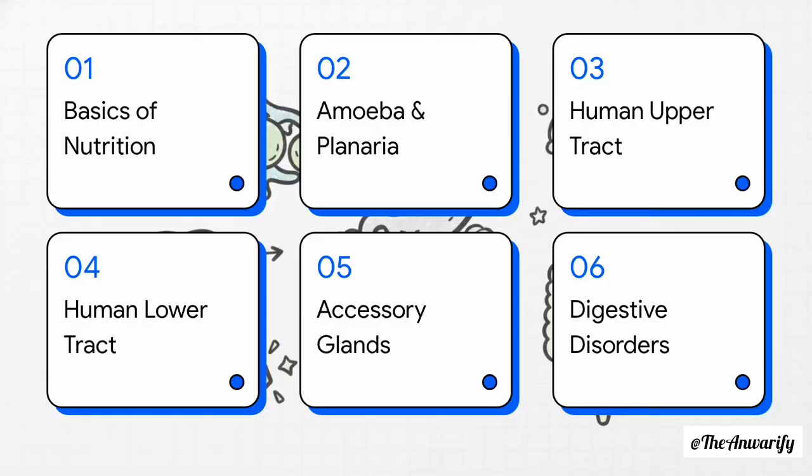Here is our roadmap for today's lesson. We'll start with the basics of holozoic nutrition, followed by a look at the amoeba and planaria. Then we transition to human digestion, covering both the upper and lower tracts. Finally, we'll wrap up by exploring the vital role of the accessory glands and looking at some common digestive disorders.